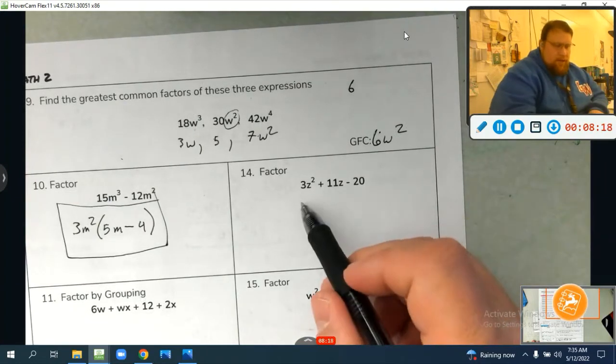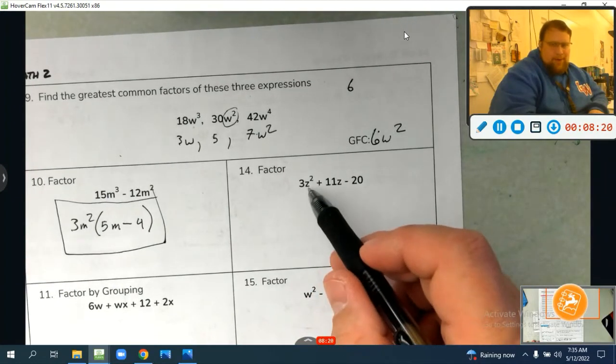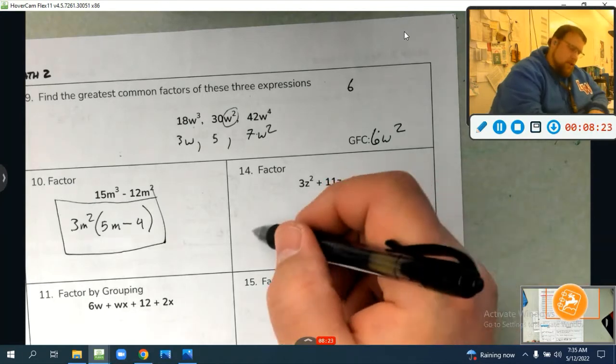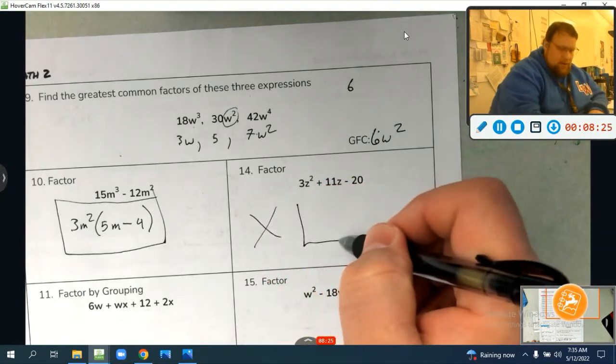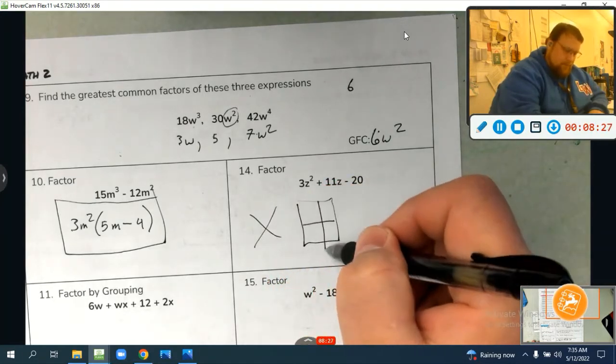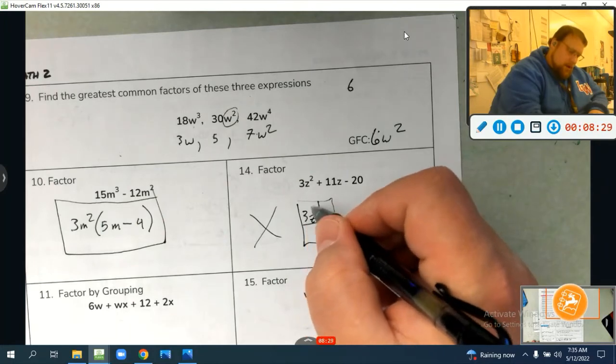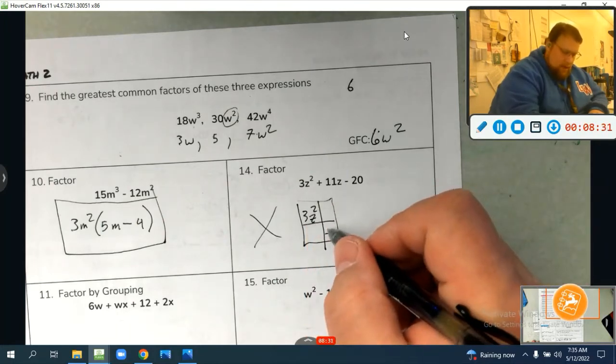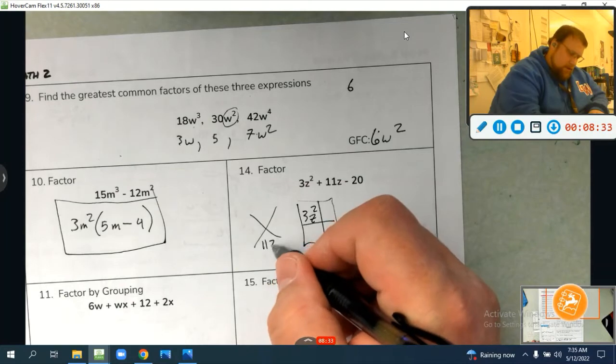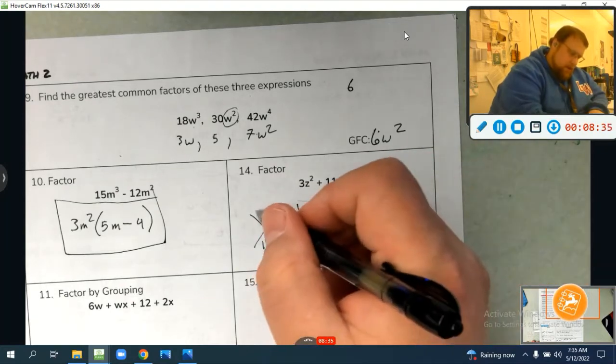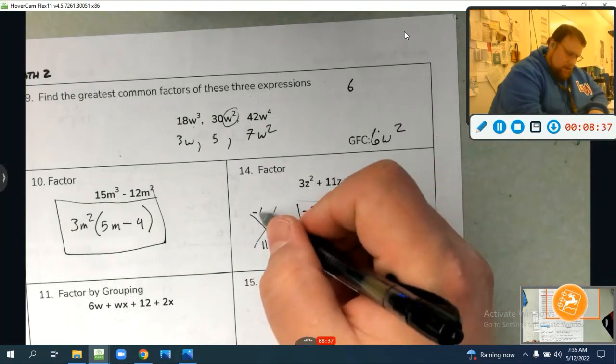It says to factor this. I'm looking at it. 3 is not a perfect square, neither is 20, so I'm going to go to the diamond and rectangle, right? 3z squared and minus 20. Down here goes 11z. Up here goes negative 60z squared.